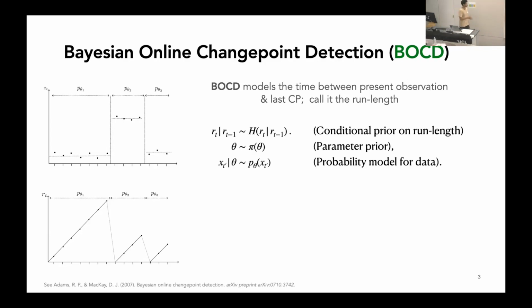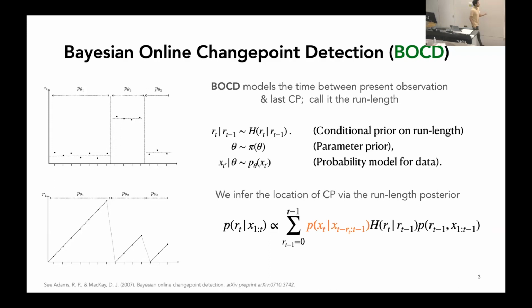So now we want to model, or try to follow, this r_t, the run length of the segment. The model itself has a conditional prior of the run length, given the previous one, which encodes when there will be a change point, and a probability model of the data. The thing we want to infer is the location of the change point, and we do it by calculating the posterior of the run length given the data. This is just a sum of the predictive posterior and the conditional prior, with a recursion that makes everything faster. That's one thing that BOCPD does well.